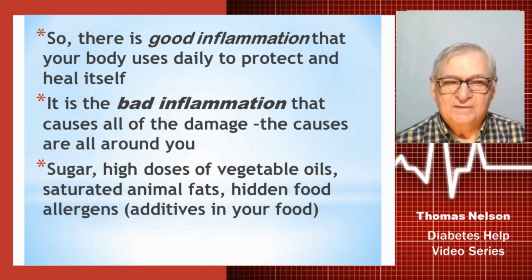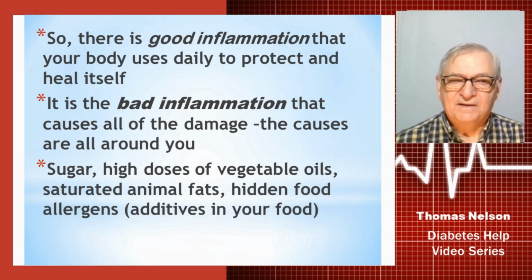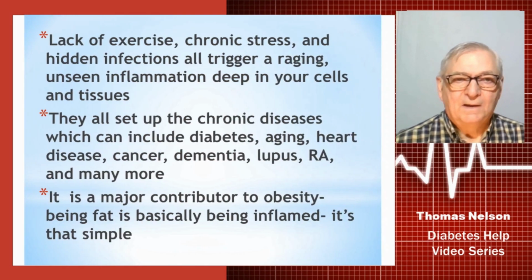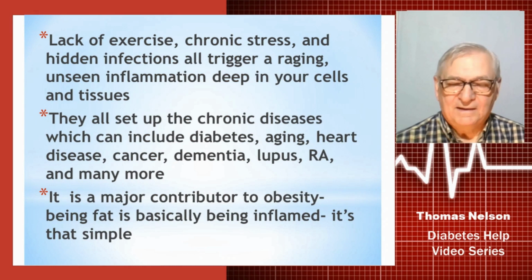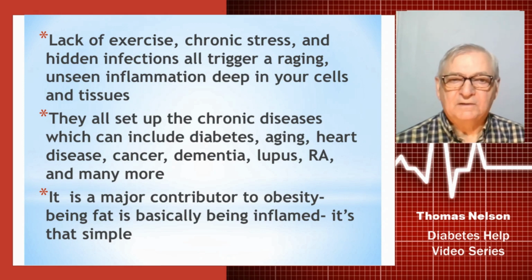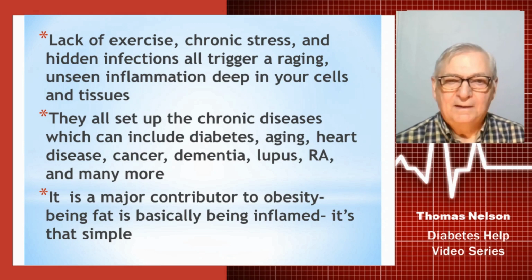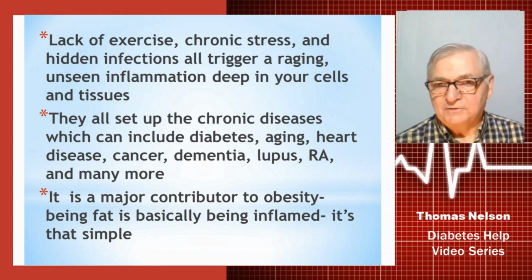And its causes are all around you. Sugar in high doses, vegetable oil, saturated animal fats, hidden food allergens, especially the additives that are in your food, are major contributors. Lack of exercise, chronic stress, and hidden infections all trigger that raging, unseen inflammation that's going on deeply in your tissues and your cells throughout your body. So they'll all set up chronic diseases eventually, which will include diabetes. It contributes to aging, heart disease, cancer, dementia, lupus, rheumatoid arthritis, and 200 others.